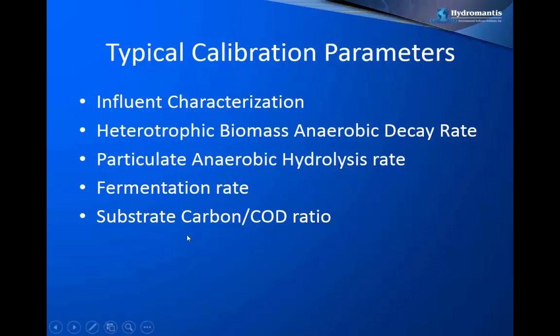Also, one consideration: if you are looking at the relative proportion of methane gas coming out of the digester, then the substrate carbon to COD ratio can sometimes play an important role too. You have the option to change that in the influent characterization. So that is sometimes helpful to address the issue of not having the right proportion or fraction of methane gas in the biogas produced from the anaerobic digester.